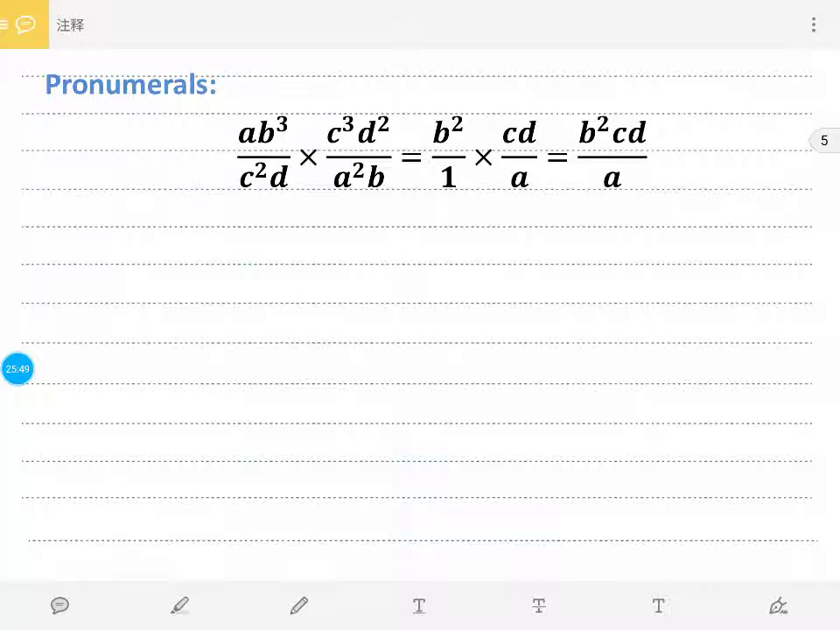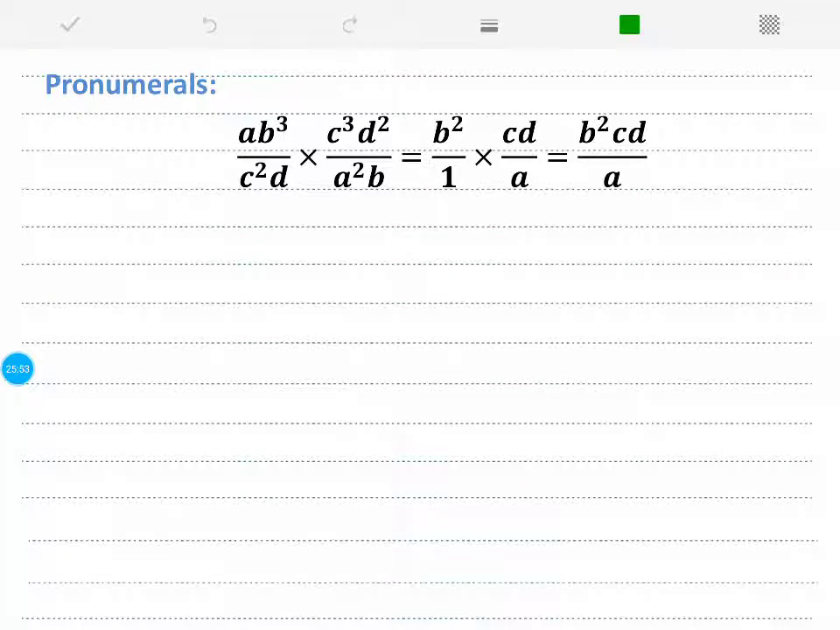And let's see one example with variables. Let's start on the left at the first equal sign. So ab cubed over c squared d, times c cubed d squared over a squared b. So let's cancel out something between ab cubed and a squared b.